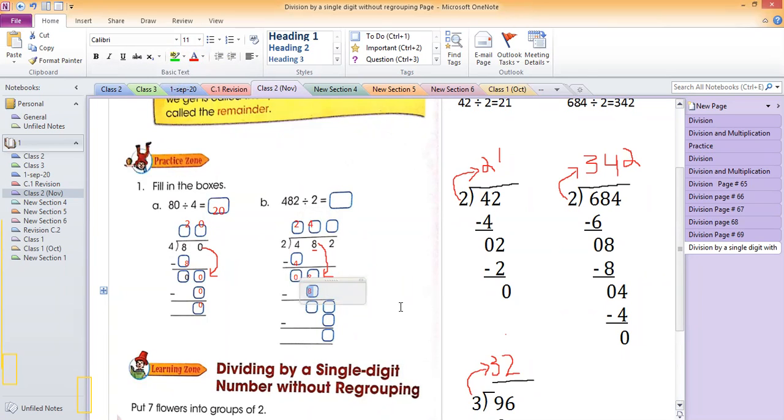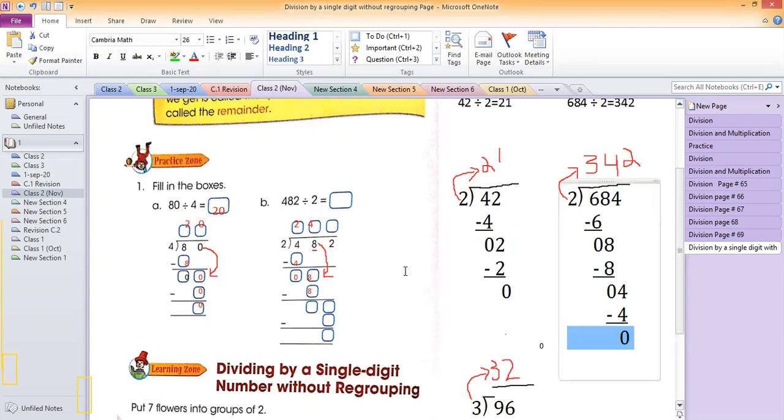Right. Now what will you do? 8 minus 8 equals 0. Very good. So you will write 0 here. Okay. Now this is 8 minus 8. Now I will write this 2 down. Okay, guys? I have to write this 2 down. So this is 2. I will write it here now.